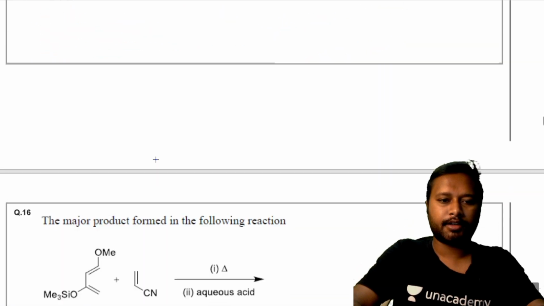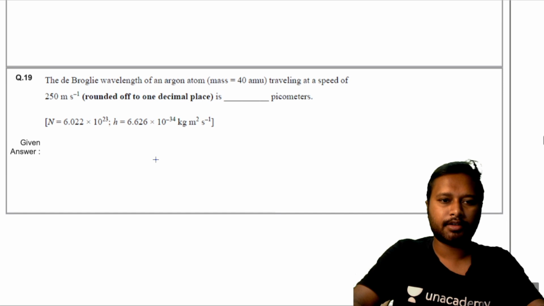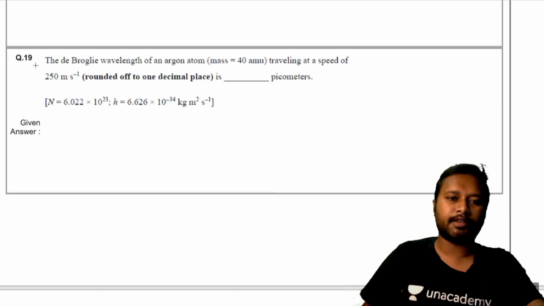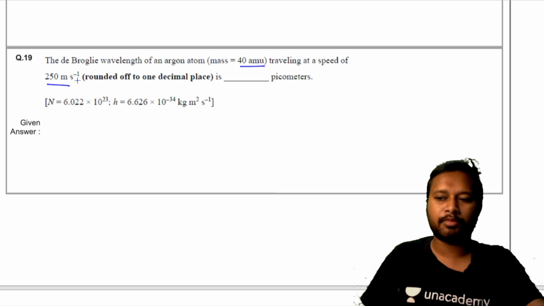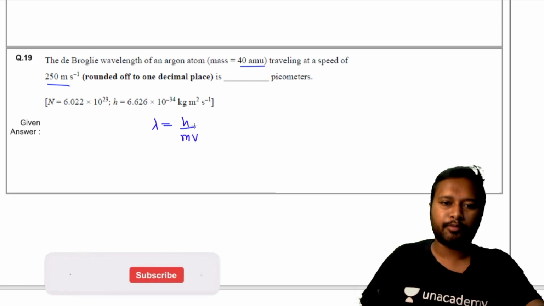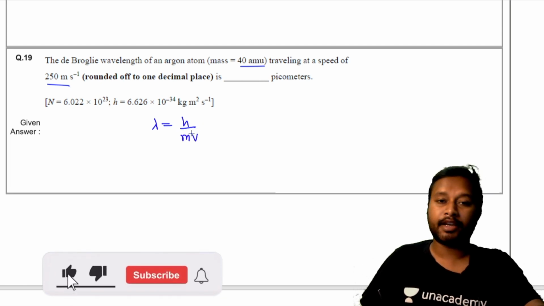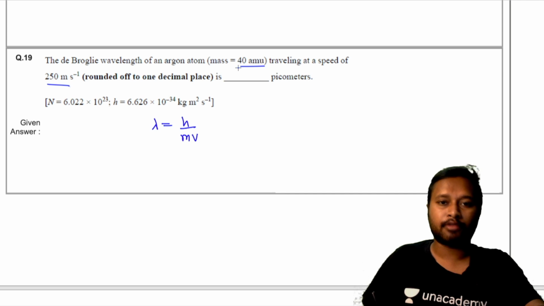All right, let's go for the next one, the next NAT which was asked. This question says that the de Broglie wavelength of an argon atom, mass is given to you, traveling with the speed of light is. Okay, so de Broglie wavelength was being asked. To do this question, you need to know this formula, lambda is equal to h upon mv. Put in all the values. One thing you have to be very careful about is that the value of h is in kilograms, so you have to convert the mass from AMU to kilograms.